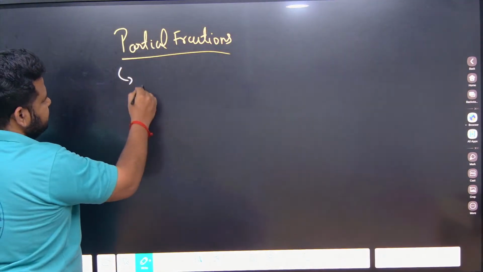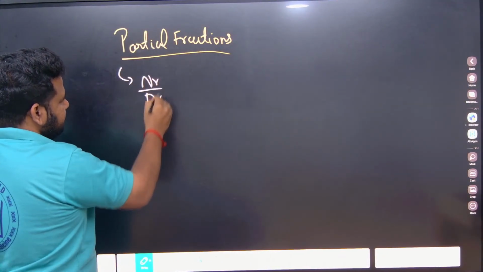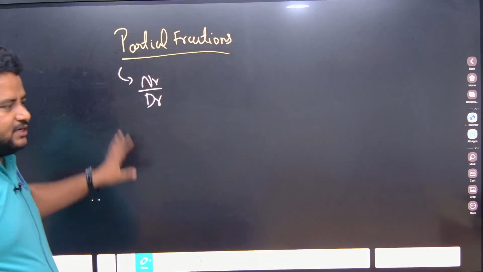So partial fractions means we will have some numerator, some denominator. Here the most important thing is how the denominator will be.